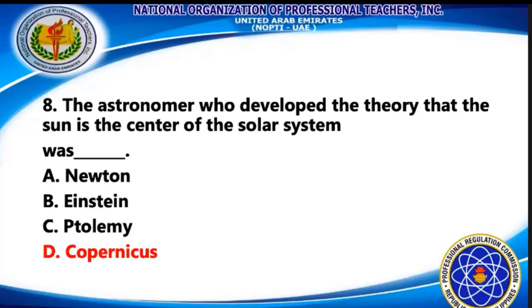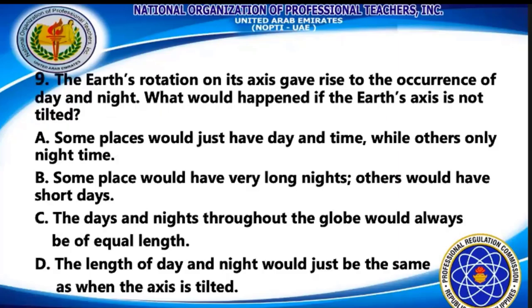So, nakaka 8 score na ba kayo? Next, number 9. The Earth's rotation on its axis gave rise to the occurrence of day and night. What would happen if the Earth's axis is not tilted? Tilted means medyo tilt. Yung hindi siya naka-straight. Medyo nag-lean siya, konti, ganon.